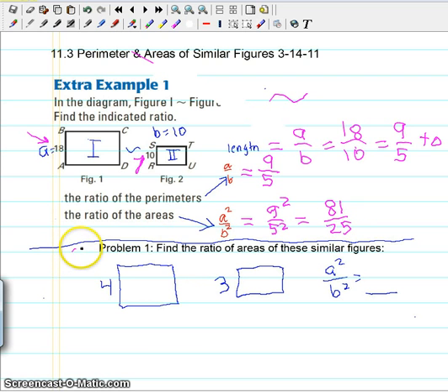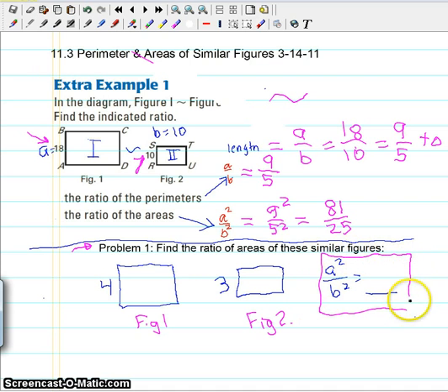So let's have you try one. Problem 1. I have two similar figures that I've drawn here. We can call this figure 1. So figure 1 has a side length of 4, and the corresponding side on figure 2 is 3. So I want you to find the ratio of the two areas of these similar figures.